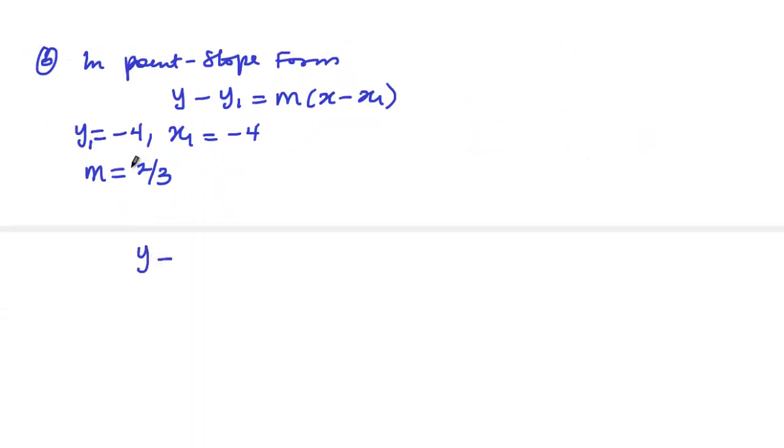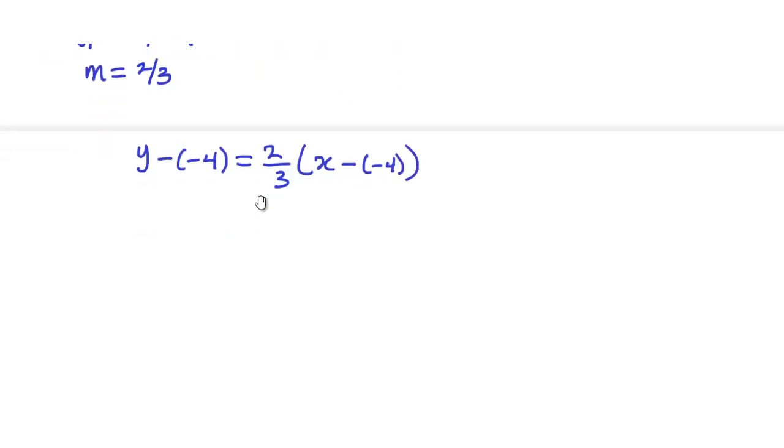Y minus what? Y1. What is Y1? That is minus 4. Right, it's got to M. M is the slope, that is 2 over 3. Into bracket X minus what? X1. X1 in this case is also minus 4. You can see that I put the minus 4 inside the bracket. It's because it's a very delicate sign that one has to be very careful when you are dealing with it.